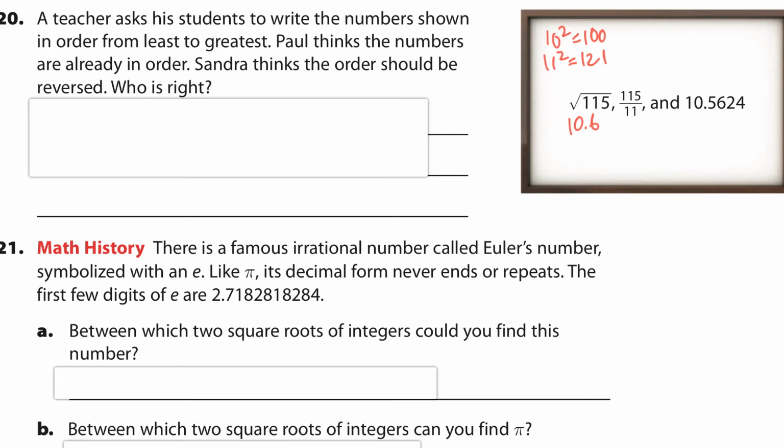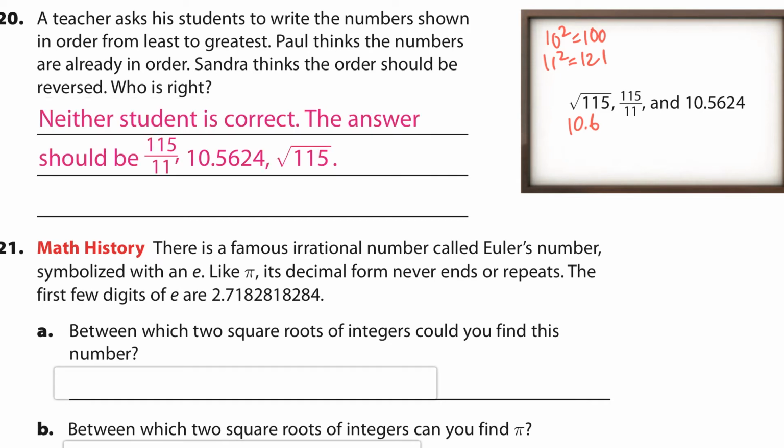Well, if that's from least to greatest, yeah, they should. I think Sandra's right, because just with this alone, I think that's 10.6, no calculator, and then that's 10.5. So maybe they're reversed. Let's see. See, I wasn't quite sure about that. So if you just put this in a calculator, 115 divided by 11 and the square root of 115, that would be the order from least to greatest.